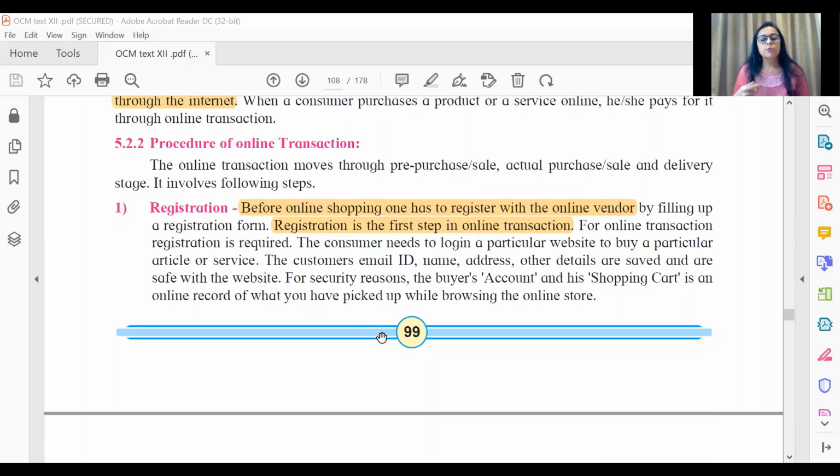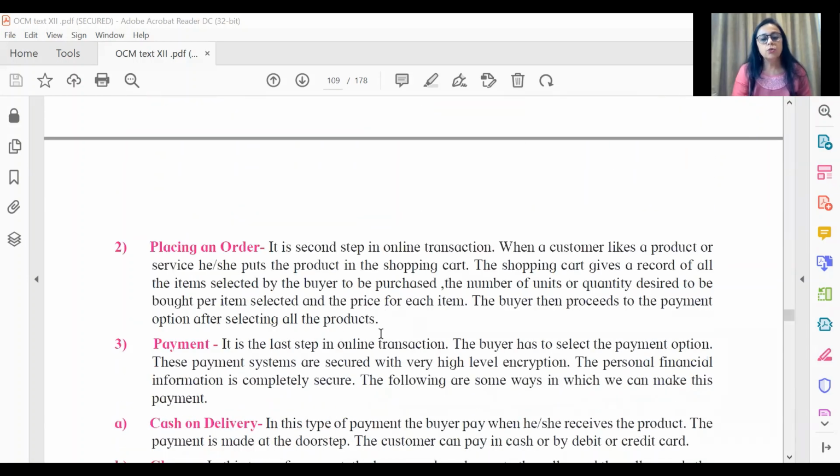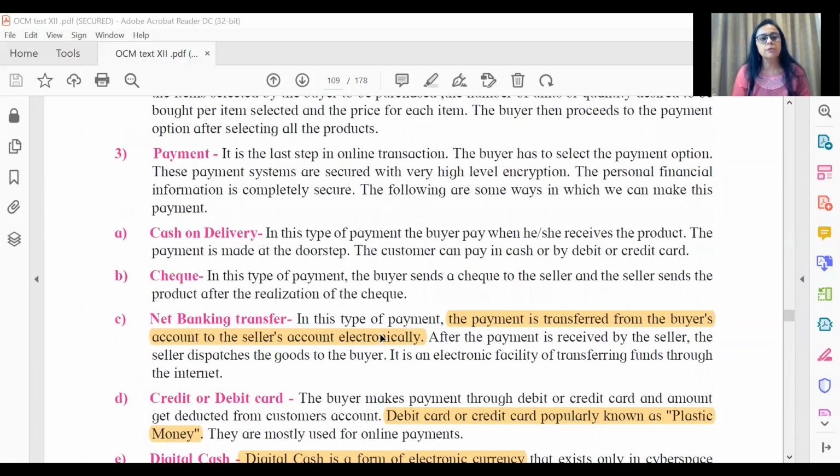You may have to correct the underlined word. Say, for example, payment is the first step in online transaction. Payment is underlined, so you will change the underlined word, correct the sentence, and rewrite it as registration is the first step in the online transaction. In different ways, the September paper again had this objective. The next that you have, dear students, under this chapter is the payment modes.